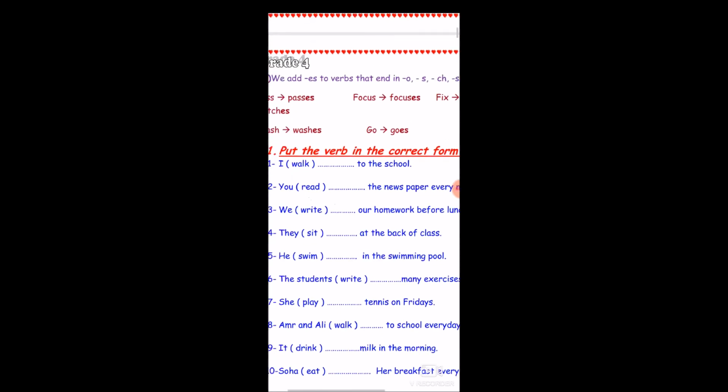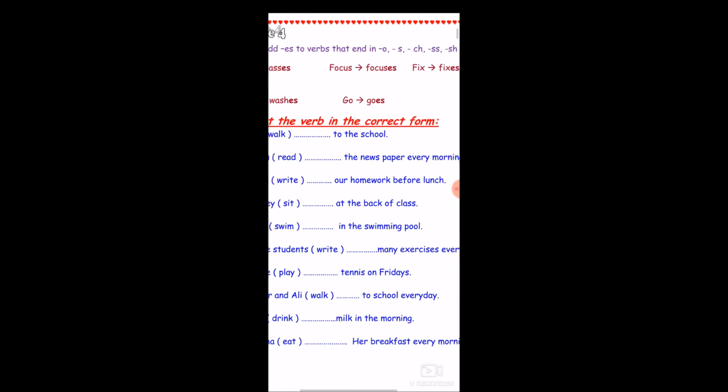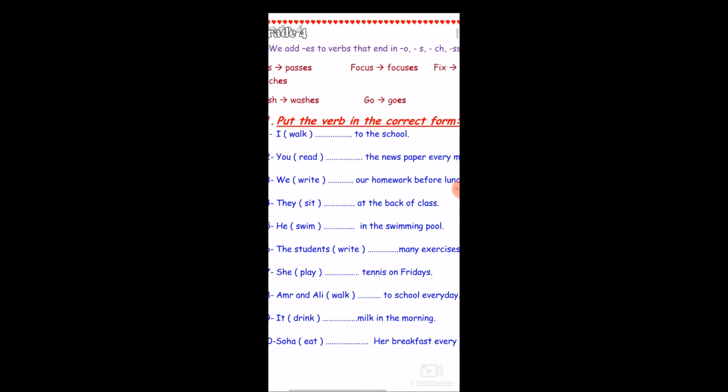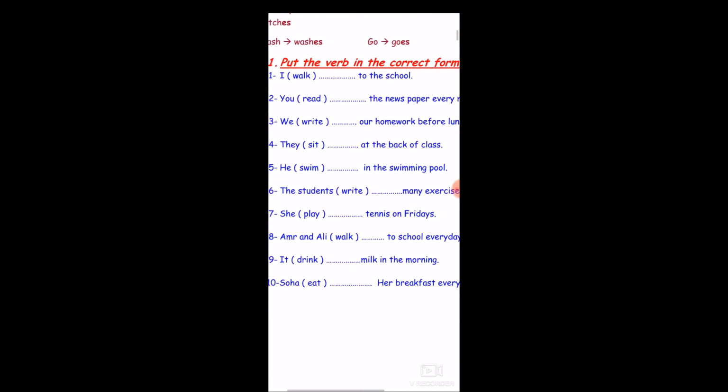Number 8. Amr and Ali blank to school every day. I want you to use walk. Amr and Ali are more than one, they are plural. Excellent, they take walk. We can't say Amr and Ali walks to school. The right answer is Amr and Ali walk to school every day.